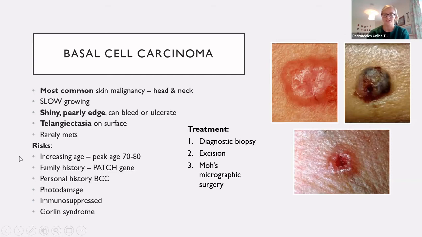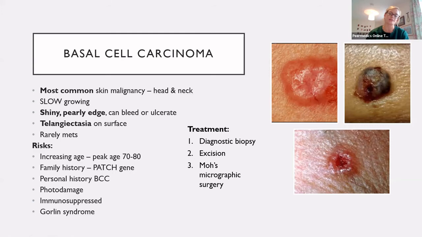So risk factors for this, things that you ask about in your history: age, family history of BCCs, if they have a personal history of it, photo damage. So asking things like, are they fair skinned? Do they burn easily? Holidays, sun cream? Do they work outside? Sunbed use? All that kind of stuff.